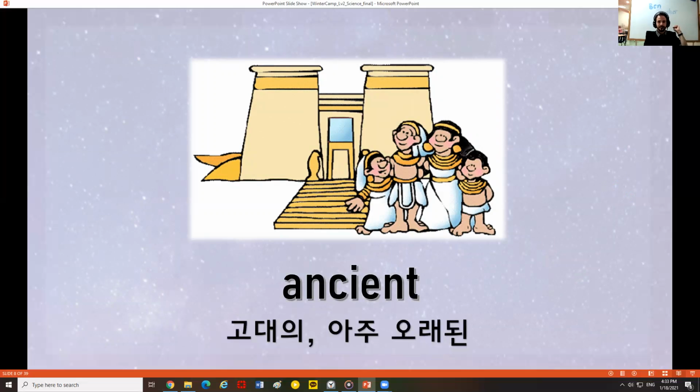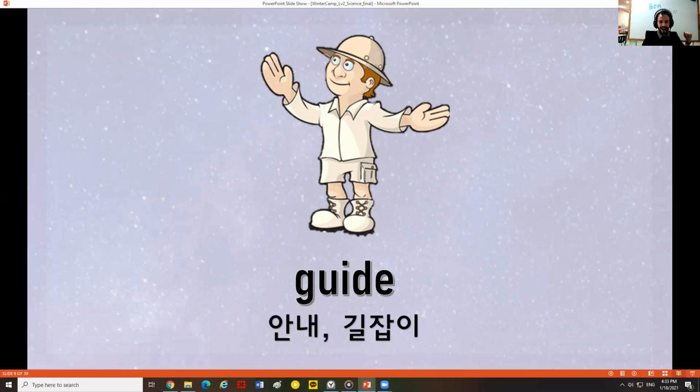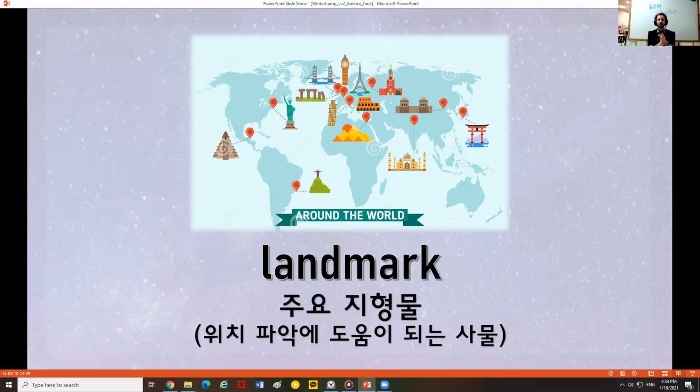Ancient. Ancient people a long time ago used constellations. Guide. Here's a guide. To guide is to help someone or show someone something. Landmark. A landmark is a special or important place.